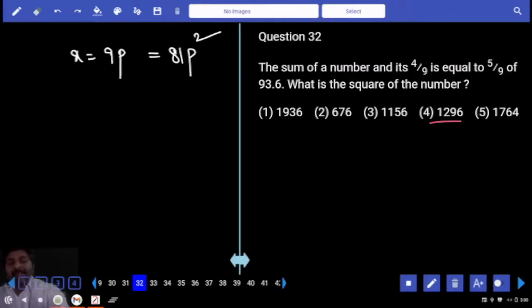I don't want to calculate exactly, approximately I am taking. What is 81 10 times? 20 times? The fourth option is in between 10 and 20. Between 10 and 20, which square is there?